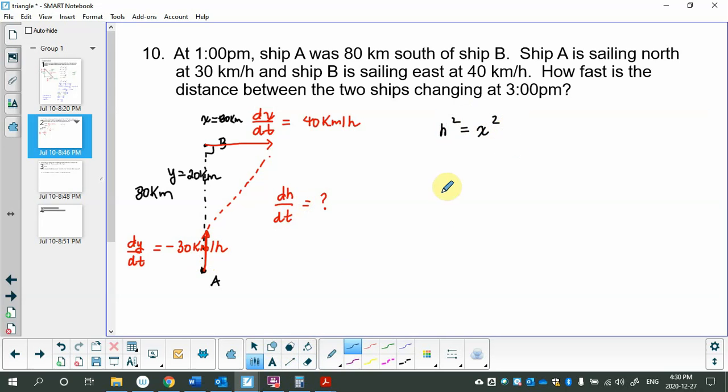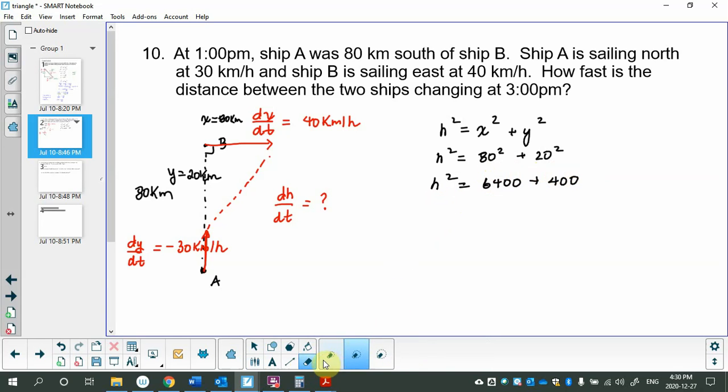Probably good to use the correct version of Pythagorean theorem. So we're looking for h. h squared is x squared plus y squared, 80 squared plus 20 squared, 6400 plus 400. h squared is equal to 6,800. h would be equal to plus or minus root 6,800.